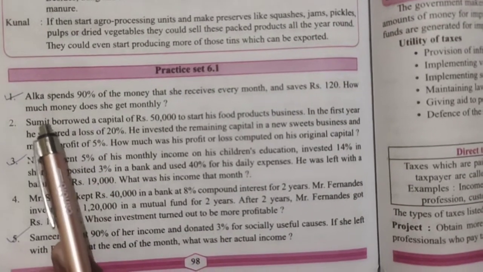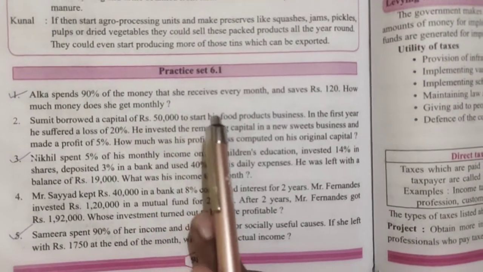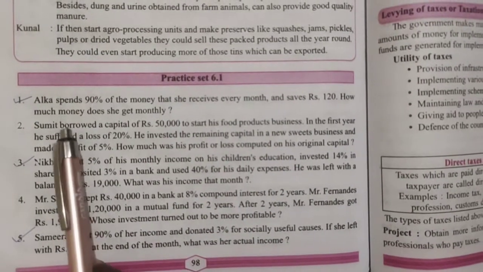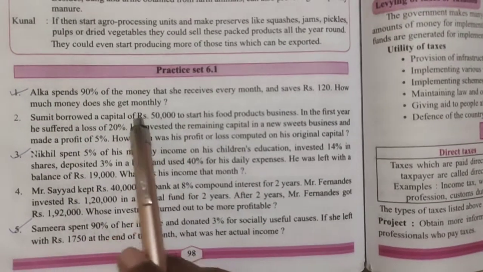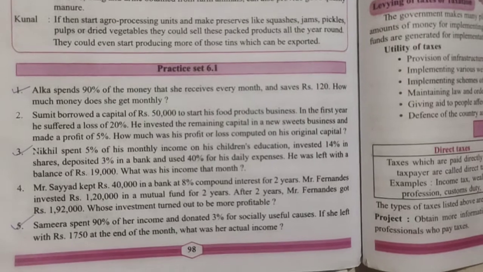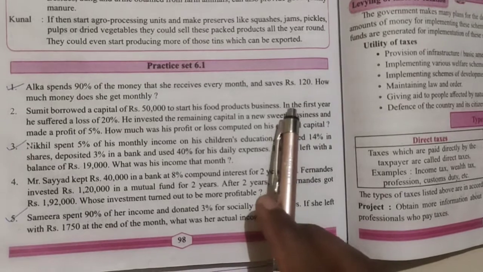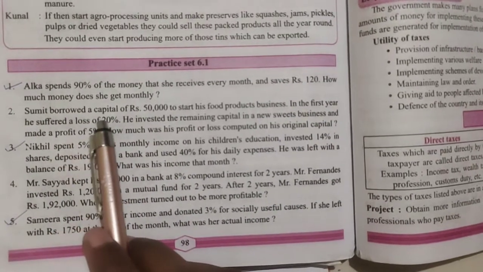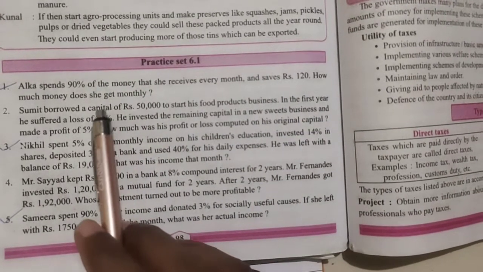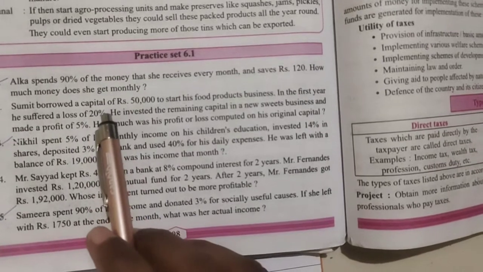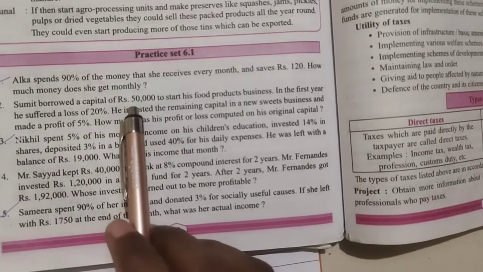See the question. Sumit borrowed a capital of rupees 50,000 to start his food product business. Now see, what does it mean? Sumit borrowed means from somewhere he got 50,000 rupees as a loan, that is borrowing money. Now see what is given in the next line. In the first year he suffered a loss of 20%. Means in the first year he got a 20% loss. So you have to reduce 20% of 50,000, then you will get the remaining amount.